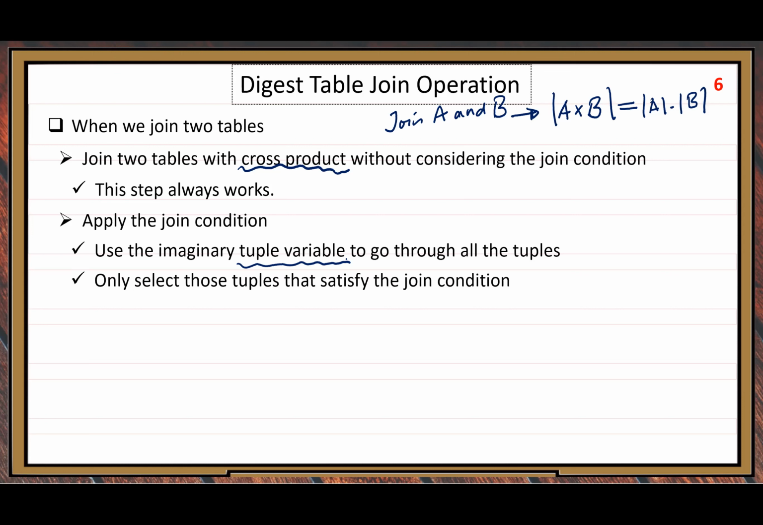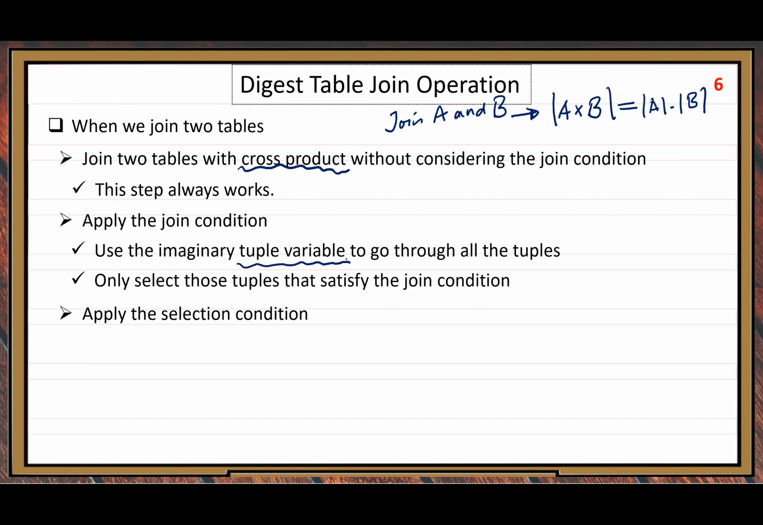All right. Only select those tuples that satisfy the join condition. We can do this by using our eyes, okay? Observation, we look at the Dnumber value and the Dno value. When they are equal, we check it. Selection. So that's this step.